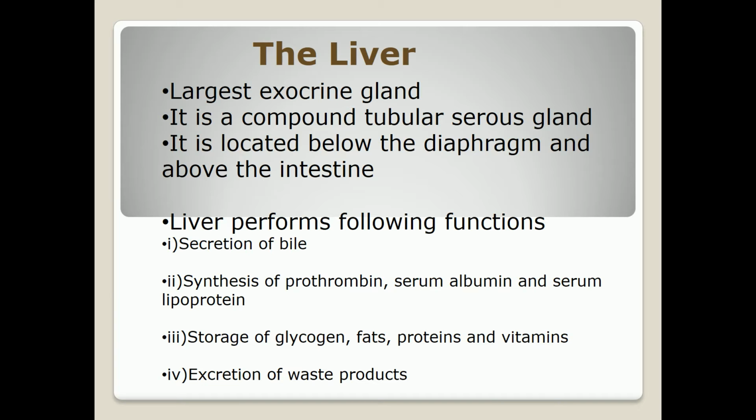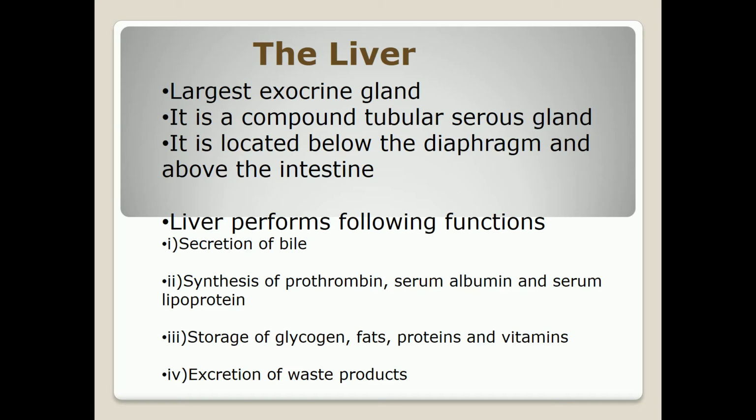Now, the liver performs a number of functions, such as secretion of bile. This bile is secreted from the hepatic cells, which are found in the hepatic cords of the liver. Bile contains fluid as well as bile salts and bile pigments. Bile salts are sodium glycocholate and sodium taurocholate. Bile pigments are bilirubin and biliverdin. Then it plays an important role in digestion.